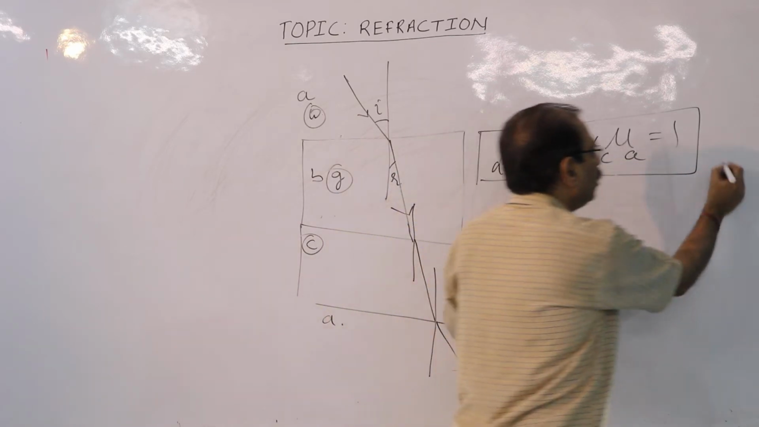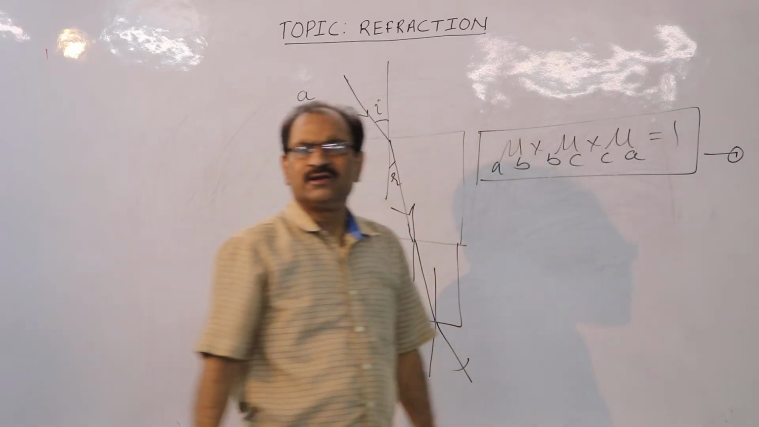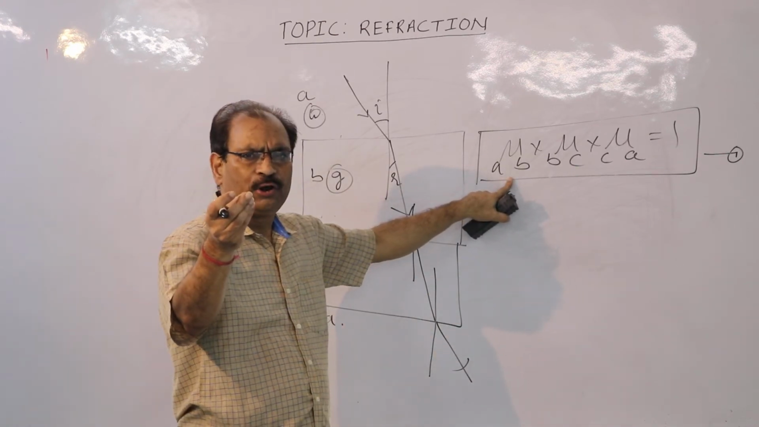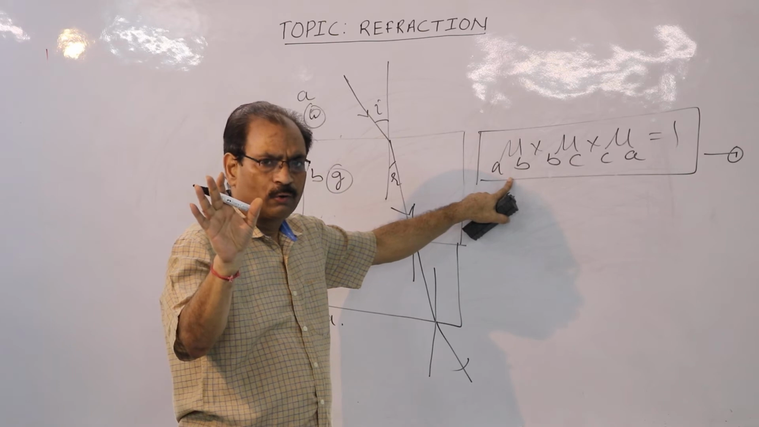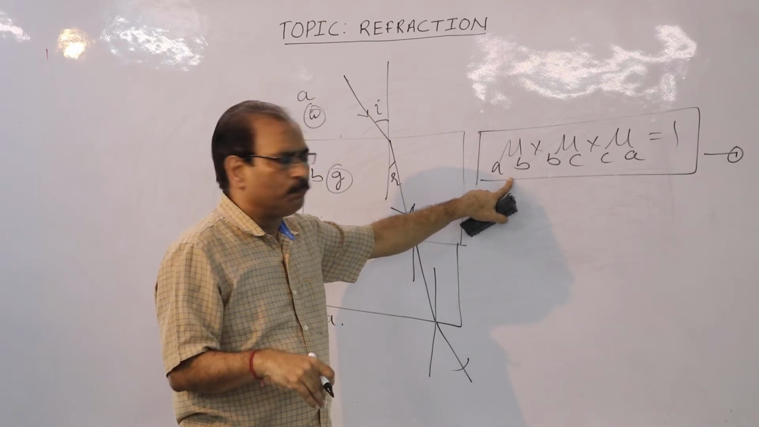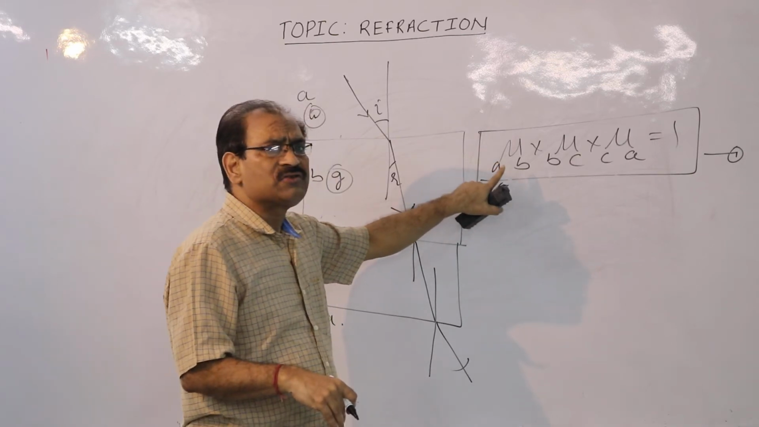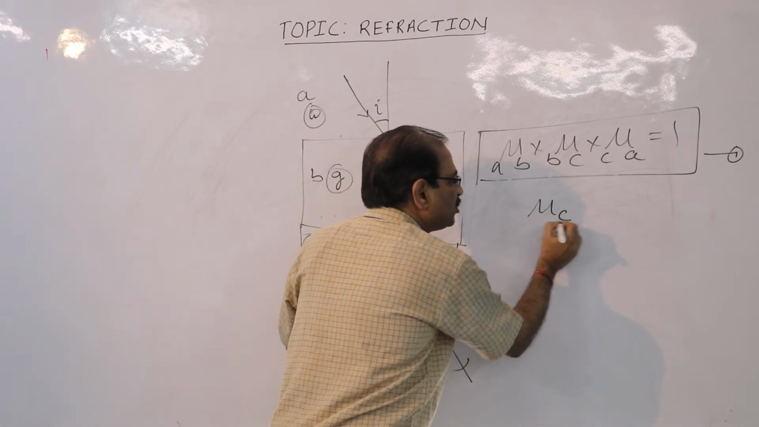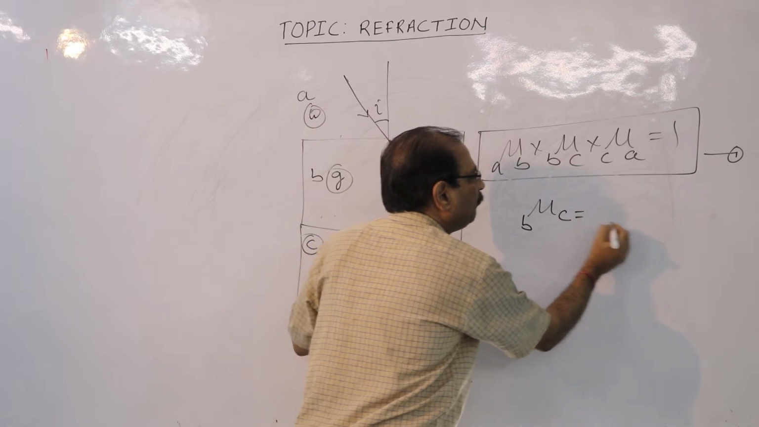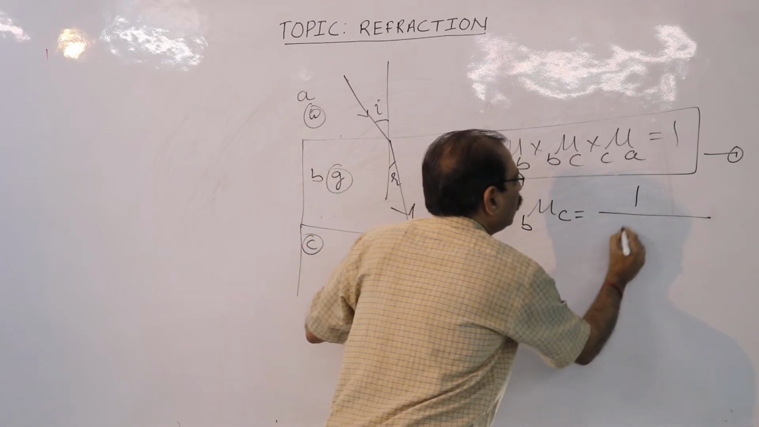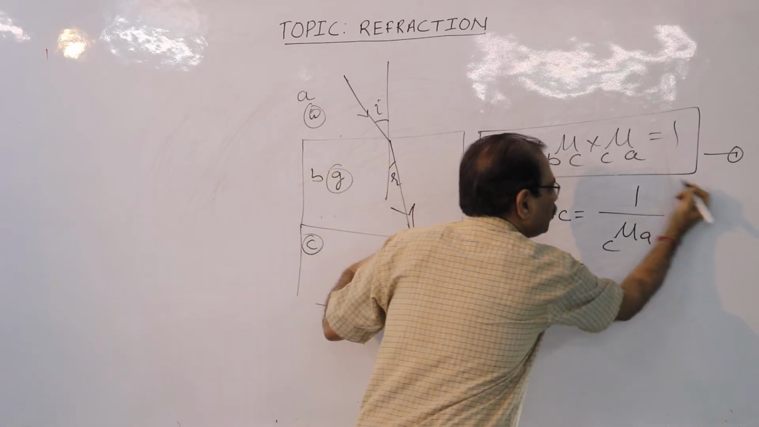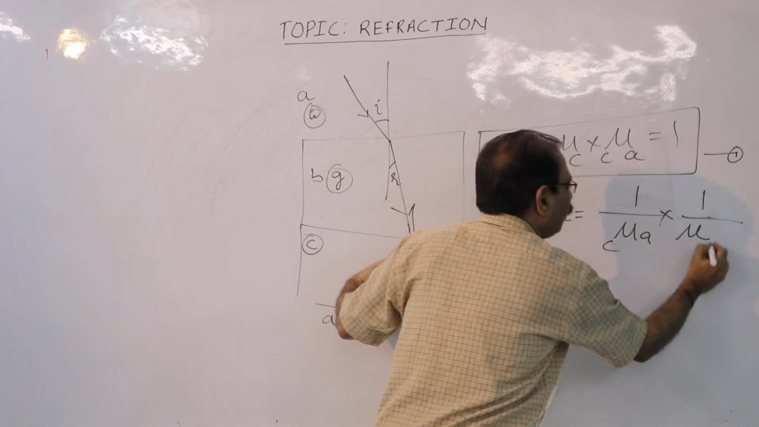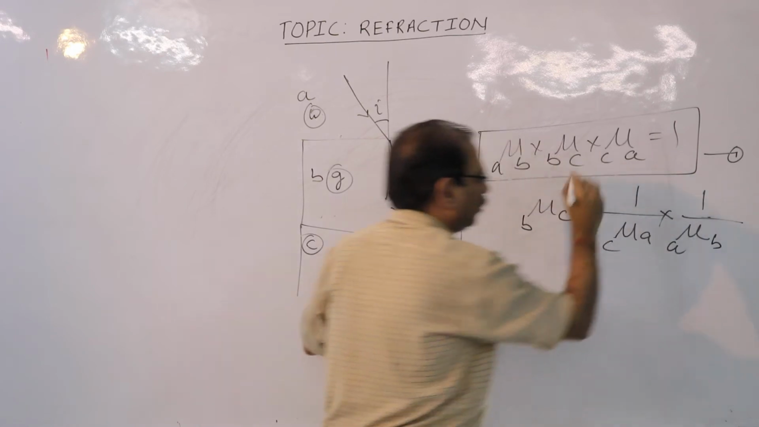Remember this formula. As far as the proof of this formula is concerned, once again I am telling you, this simple proof I shall be giving you in the form of notes later on, right? Now let us further manipulate this formula. Children, from this formula we can see mu of C with respect to B will be equal to 1 upon mu of A with respect to C into 1 upon mu of B with respect to A.